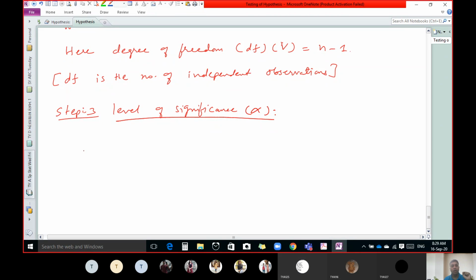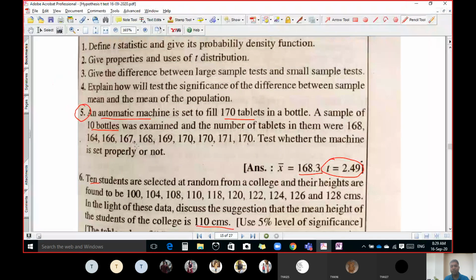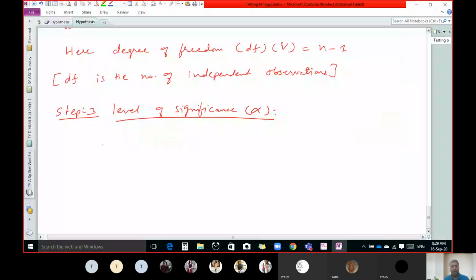Okay, now level of significance. If nothing is mentioned regarding level of significance in the question, then you have to write level of significance alpha equal to 5%. In some of the books, it is also written as 1%. So level of significance alpha, you can take either 5% or 1%, whenever nothing is mentioned in the question.